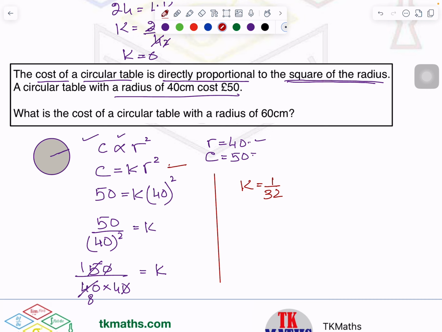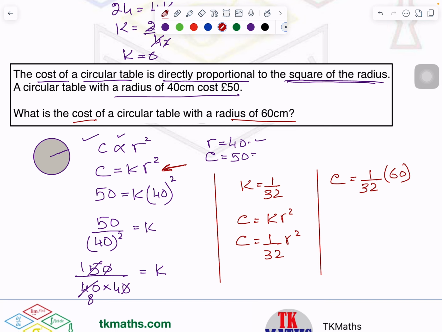So in this equation, where you change the proportionality symbol into an equation, you have C = kr². Now you got the value of k, which is 1/32. Now in this equation, the question is saying find the cost when the radius is 60. So I have to find the cost, and r I can plug in as 60. So C = 1/32 times 60 squared. So C equals, and then you can simplify it. Just a minute.